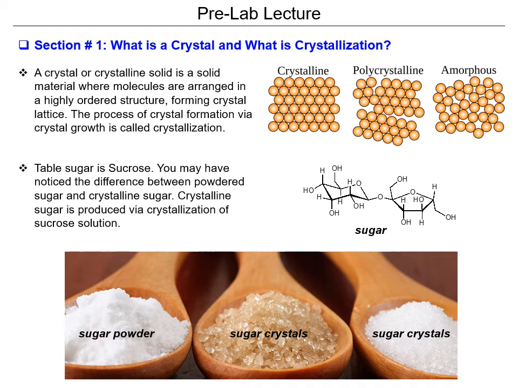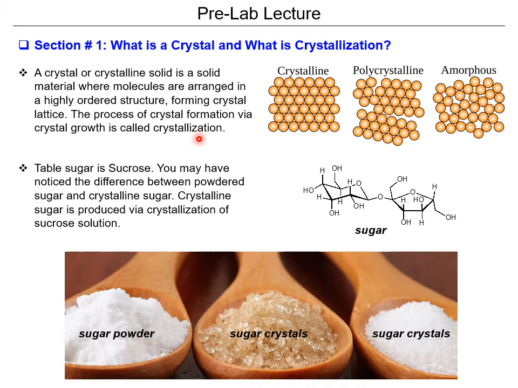So, what exactly is a crystal? Well, a crystal or crystalline solid is a solid material where molecules are arranged in a highly ordered structure, forming a crystal lattice. The process of crystal formation via crystal growth is known as crystallization.